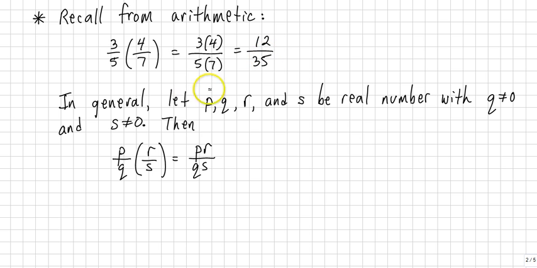So in general, if you want to multiply two fractions together, you're going to end up just taking the top times the top and the bottom times the bottom. So if P, Q, R, and S are all real numbers, and Q is never 0 and S is never 0, then the rule to multiply fractions would just be, if you have a fraction like P over Q times R over S, you would just take P times R, so the numerator times the numerator, and then Q times S, so the denominator times the denominator, would get you your product.